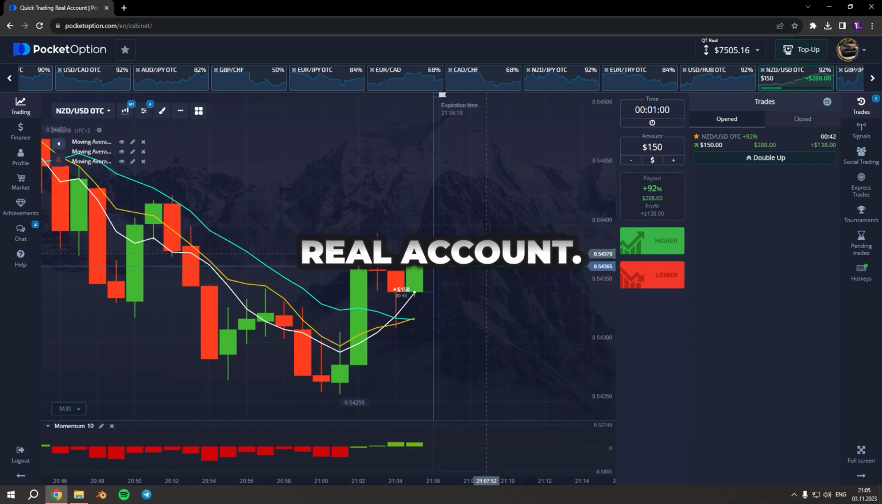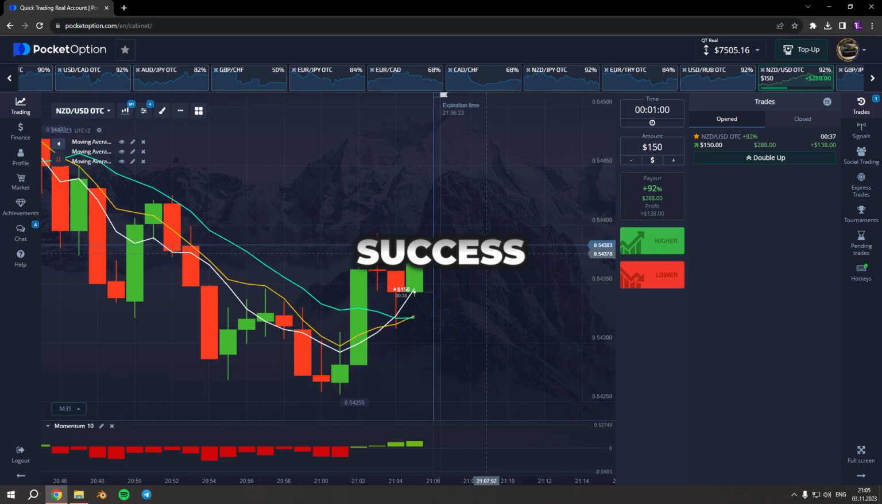Before you start trading on a real account, always practice using a demo account. Take your time, be careful, and then success is guaranteed to you.